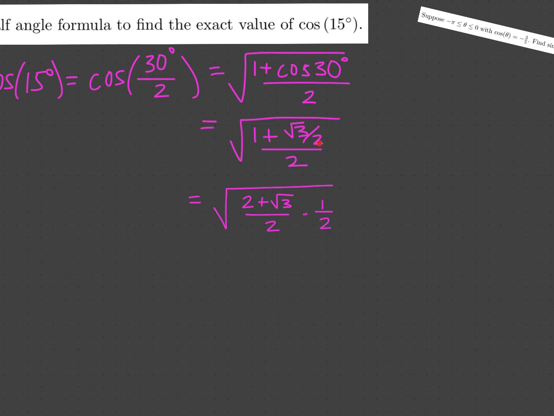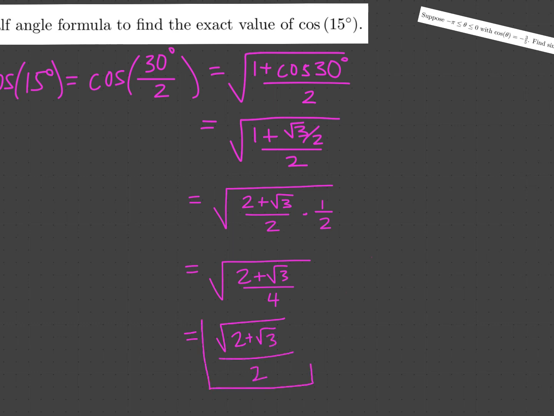So I did a couple things. I combined these two terms by getting a common denominator of 2. So we had 2 over 2 plus root 3 over 2. Then, instead of dividing by 2, I'm multiplying by 1/2. So we really have 2 plus root 3 all over 4. And then when we take the square root of the numerator and the denominator separately, we'll have the square root of 2 plus root 3, a root within a root, all over 2.